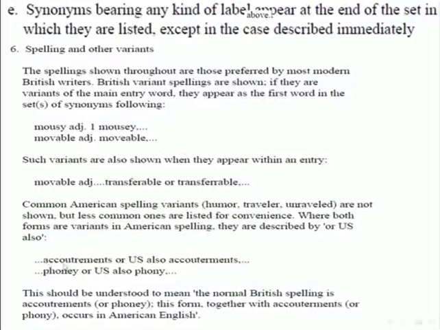Also, accoutrements or US also accoutrements. Phony or US also phony. This should be understood to mean the normal British spelling is accoutrements or phony. This form together with accoutrements or phony occurs in American English.